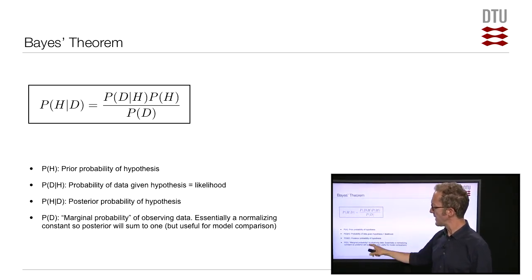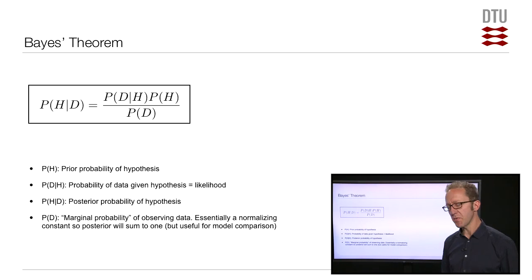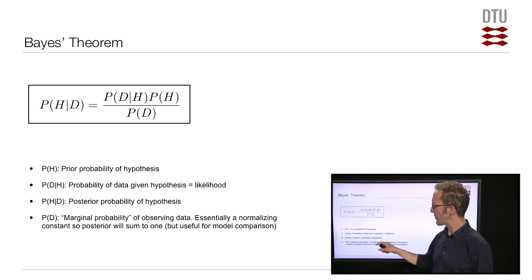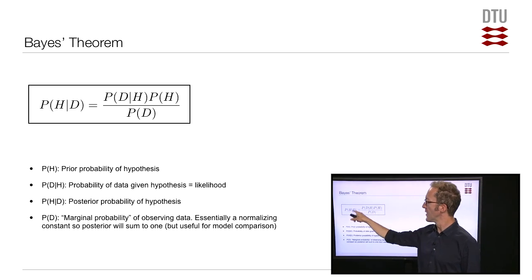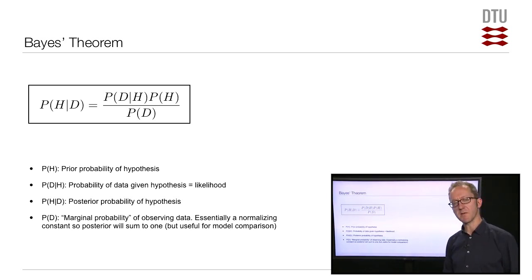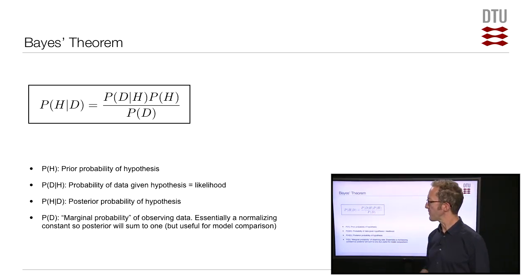P of D here is the so-called marginal probability. I'll say something more about that in a second, but it's essentially a normalizing constant, so different values here will sum to 1.